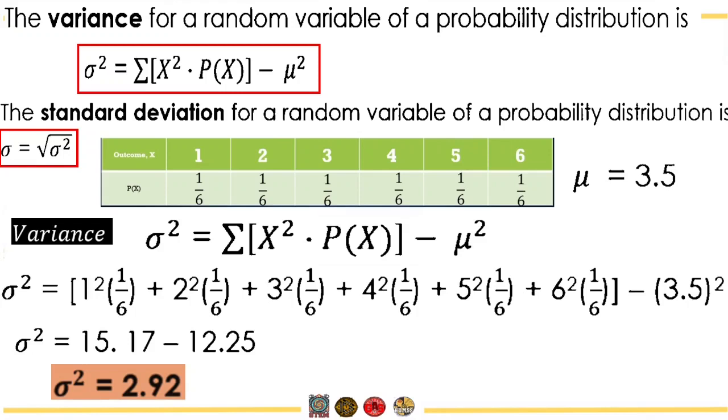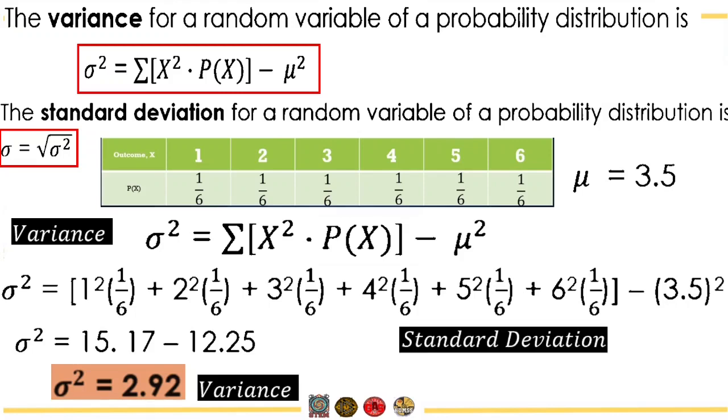Again, we cannot interpret the variance in terms of the normal distribution graph or the bell curve, so we must get the standard deviation. In getting the standard deviation, we just get the square root of the variance. The square root of the variance is 1.71.